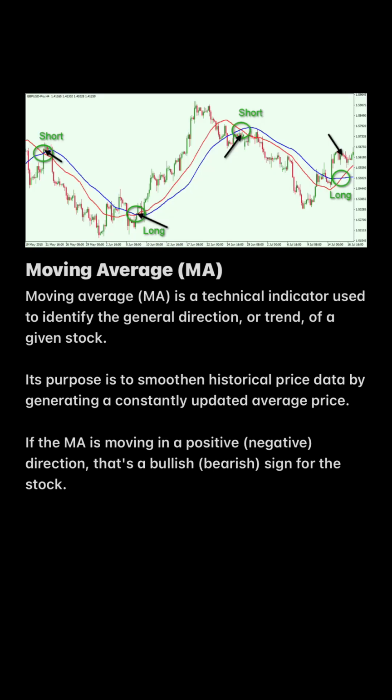Now, moving averages are technical indicators used to identify the general direction or trend of a given stock, and the purpose is to smooth out historical price data by generating a constantly updated average price. And if the MA is moving in a positive direction, that's bullish. And if it's moving in a negative direction, that is bearish.